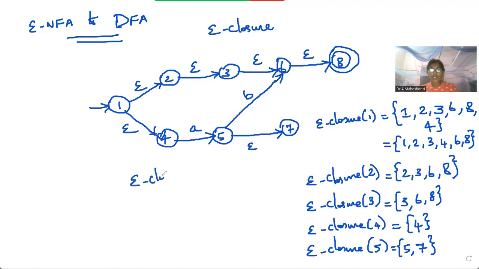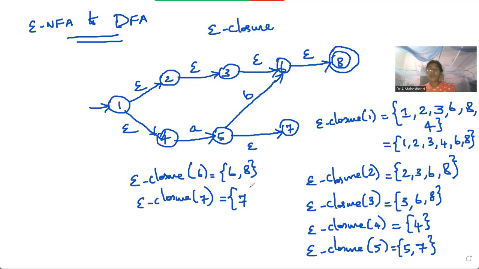Then E-closure of 6. First include 6. From 6, I have an empty move, so 8 we can also include. And E-closure of 7: actually only 7, there is no empty move. Finally, E-closure of 8, only 8. That's it. This is the E-closure of all the states. Like that only, this is how to calculate. For this problem also, we are using this function, for removing all the empty symbols. Then only can I get the DFA.